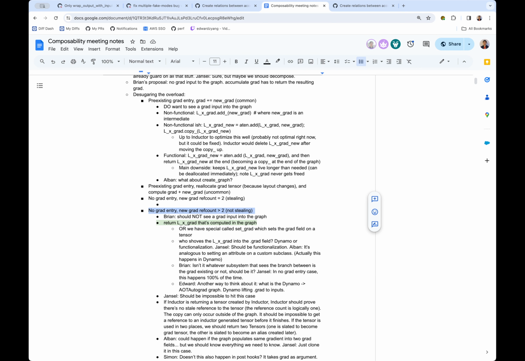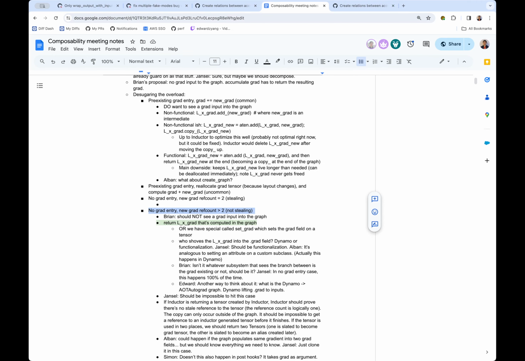Okay, I want to give time for Horace to present his thing, so let's work this out in some more detail offline. But I think this desugaring idea seems pretty promising. And I think it is good that we decided that we're not going to have a .grad setter in the inductor graph. I'm happy because this makes the inductor IR simpler. Assuming it all works out, there are some details on Dynamo, but I guess we can figure them out.